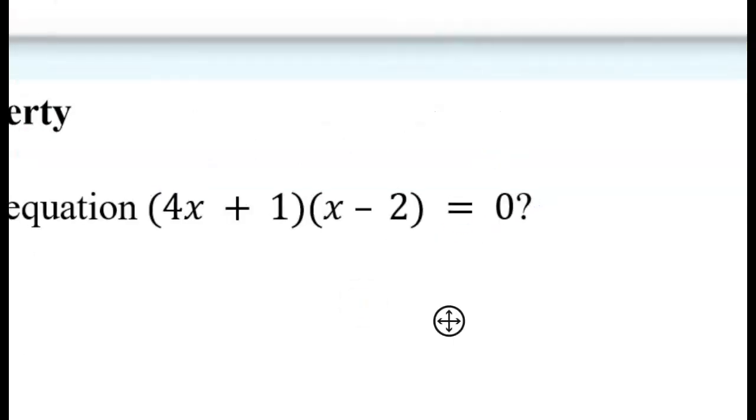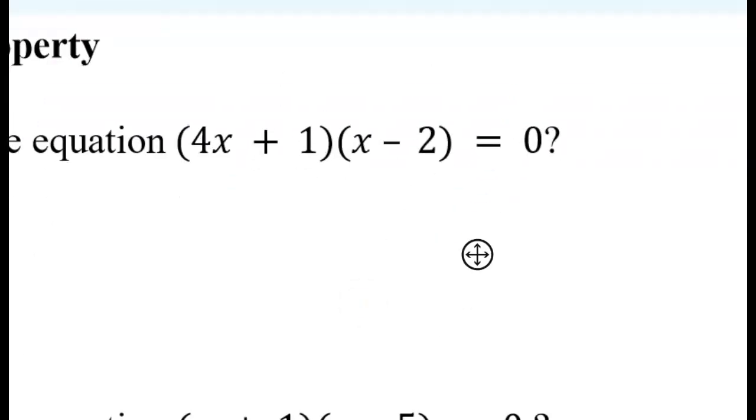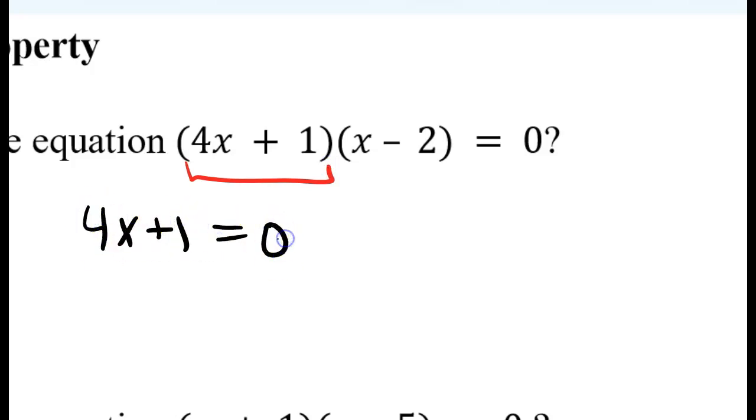Let's go ahead and dive into this first example. So all we need to do is set each of these factors. So the factors are the parts that are in the parentheses. So I've got 4x plus 1, set that equal to 0. And then I also have x minus 2, set that equal to 0. Okay, and all I need to do now is the algebra to figure out what does x equal when I do set it equal to 0.